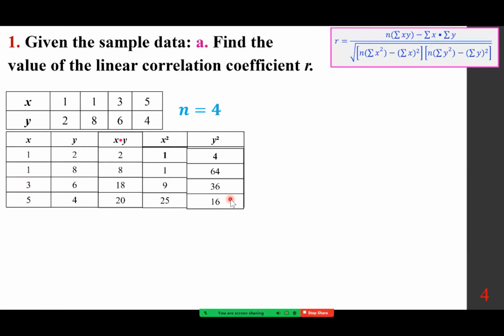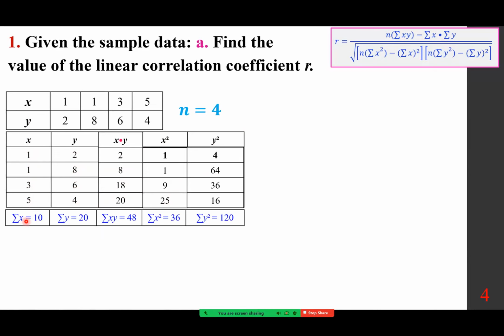So you have to do this one by one. And again, since n is 4, it's small enough that we can understand it. Now let's add them up. 1 and 3 and 5 add up to 10. This is the summation of x. This is the summation of y. This is the summation of x times y. This is the summation of x squared, and the summation of y squared.